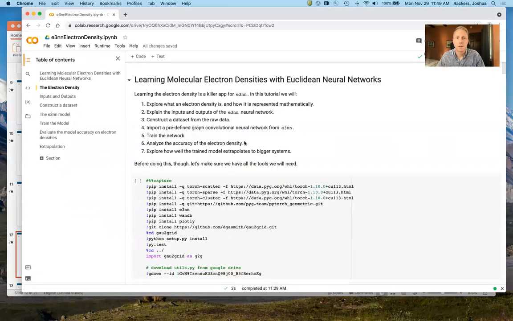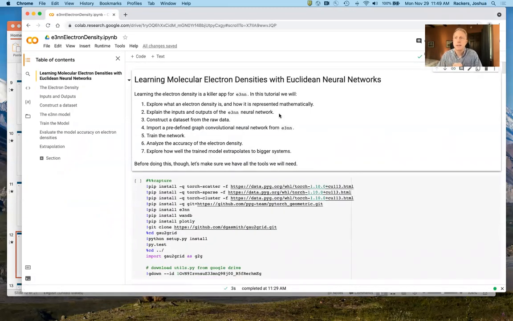Let's page up here to the top, to the beginning. So there's basically 7 things that I want to cover in this collab. And the big picture here is that we're going to teach you how to use e3nn to predict an electron density. And we're going to do that in a sort of specific way.